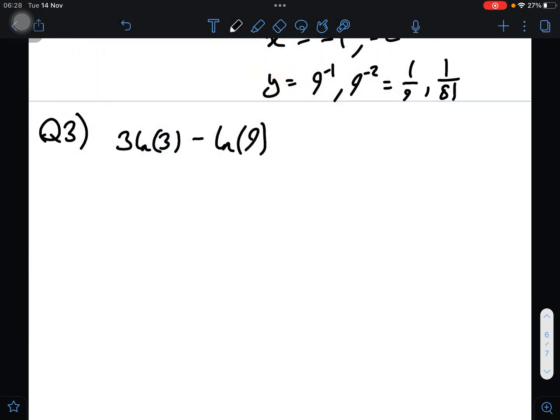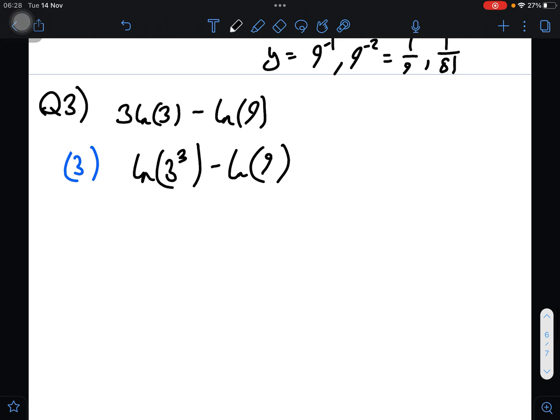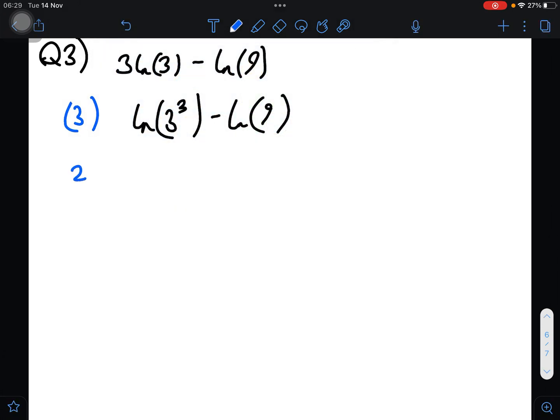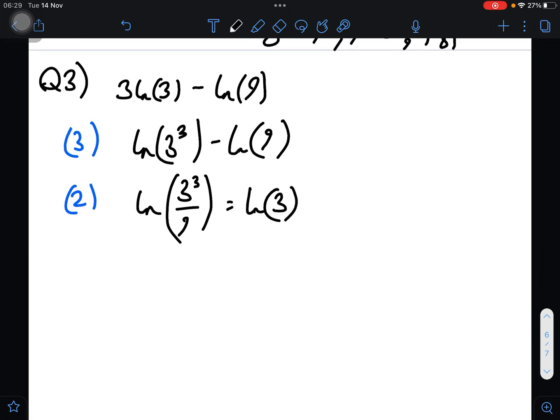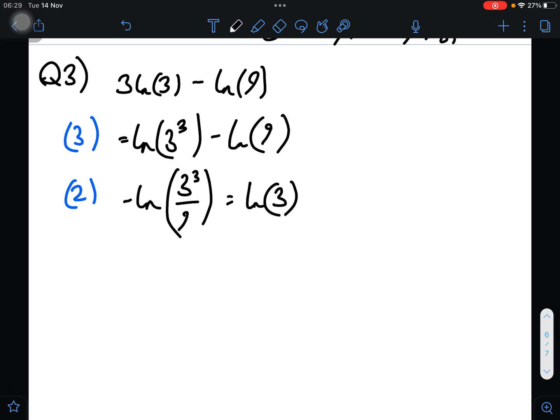Okay, so I'm going to use a separate line every time I use a rule. I'm going to use rule 3 to start off with. Therefore, we get ln of 3 cubed minus ln of 9. And now let's use rule 2, which means that we get ln of 3 cubed over 9. Well, 9 is 3 squared, therefore that is just ln of 3. And so we've shown that all of these are equal.